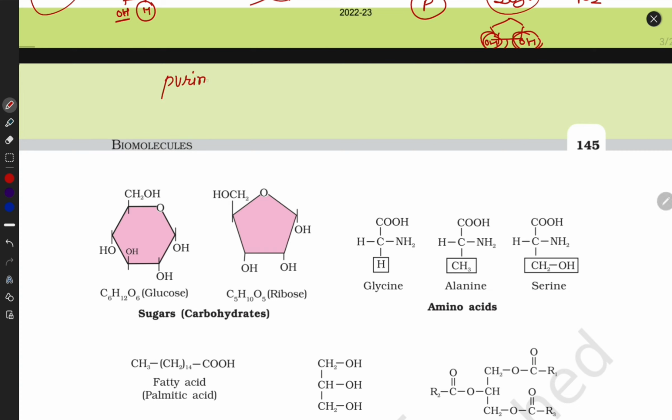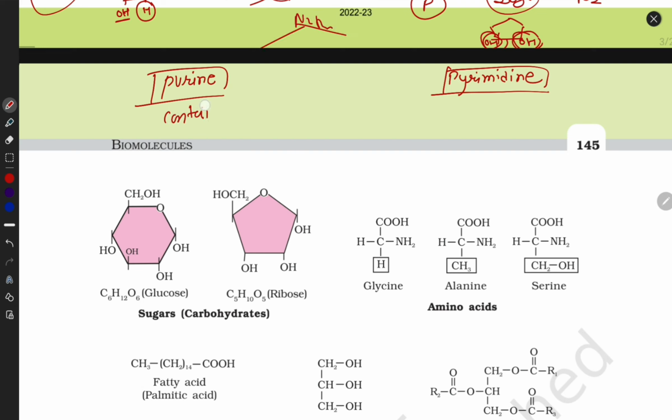Purine, pyrimidine. Purine and pyrimidine, they both are nitrogen bases. Purine contains two aromatic rings, and pyrimidine contains one aromatic ring. Clear guys?